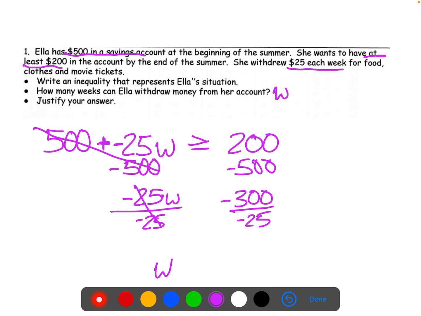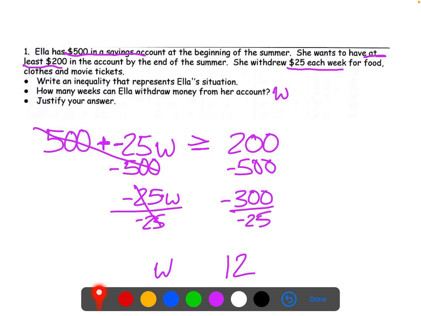These will become 1, and 1w is going to equal 12, since dividing two negatives gives me a positive quotient. Now the last thing I have to determine is, does my inequality symbol stay the same, greater than or equal to, down here, or did it reverse directions?